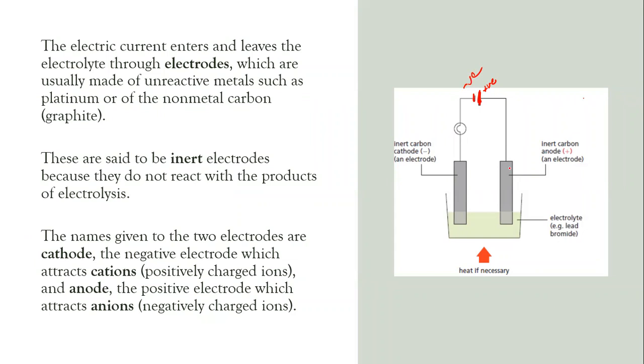Okay, so the electrode that is connected to the positive side, we call it the anode. We say this is the positive electrode. Why? Because it is connected to the positive terminal of the battery. The one that is connected to the negative terminal of the battery, we call it the cathode, or you can say this is the negative electrode.